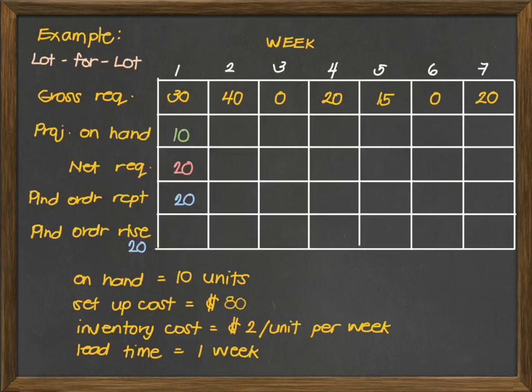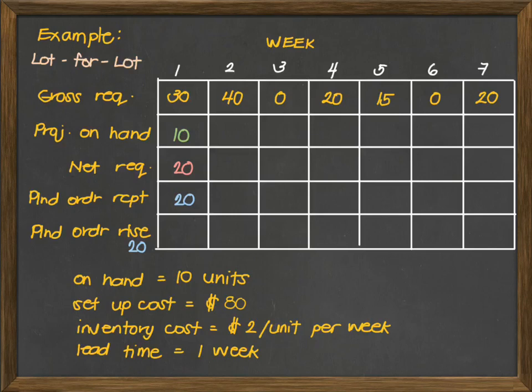Now, take note that week 1 can be, let's say, the first week of June or the second week of July. If it is needed in the second week of July, that means we have to order it already in the first week of July. So that is the concept of lead time.